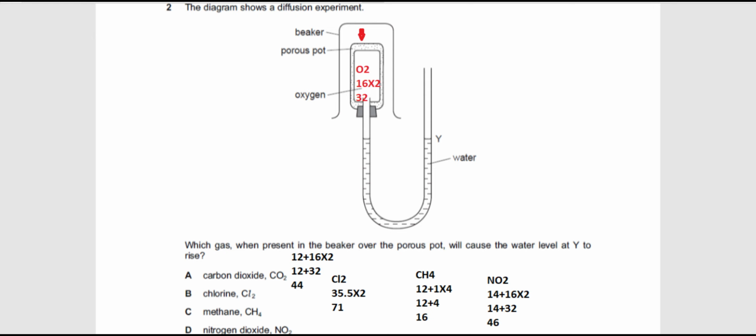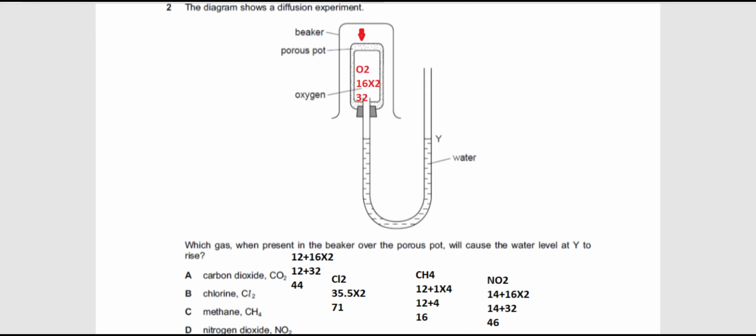Now what is our question? Our question is which gas, when present in the beaker over the porous container, will cause the water level at Y to rise. Now where is Y? Y is here on the right hand side of the tube. This has to rise, and this will rise when oxygen is being pushed down from this opening, and oxygen can be pushed down only in one condition: if a lighter gas is present in the beaker which enters into the porous container and pushes oxygen downward, so that in return pushes the water at the Y end upward.